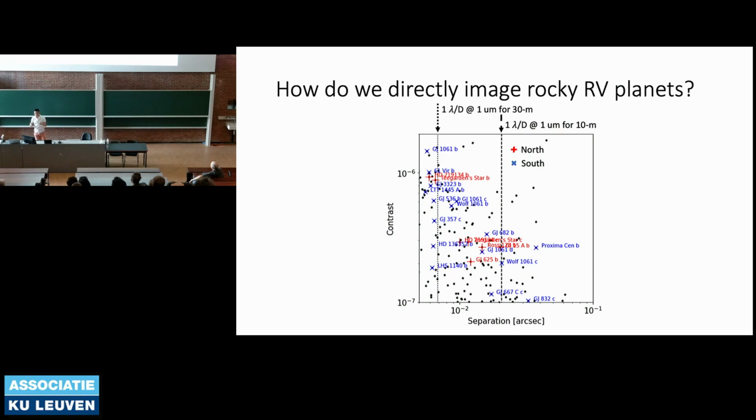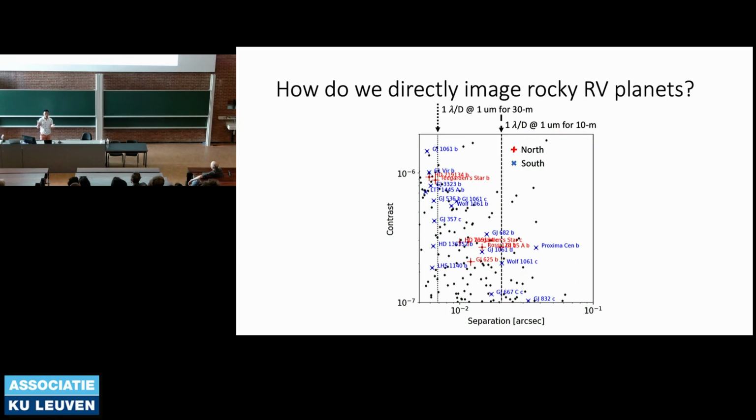I also marked all the nearby planets around M stars in blue, which are the targets in the south, and in red, which are targets in the north. As you can see, many of such planets have a contrast somewhere between 10 to the minus 6 and 10 to the minus 7, and their angular separation from their host star is on the order of 10 milliarcseconds. Right? If you think about it, it's a very small angular separation to be detected from the ground.